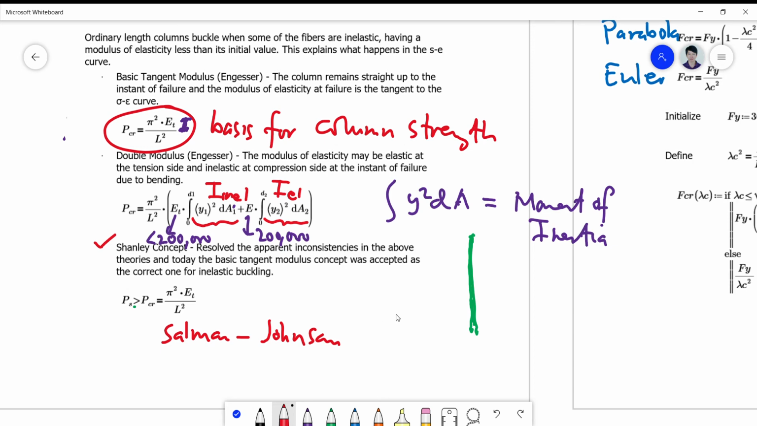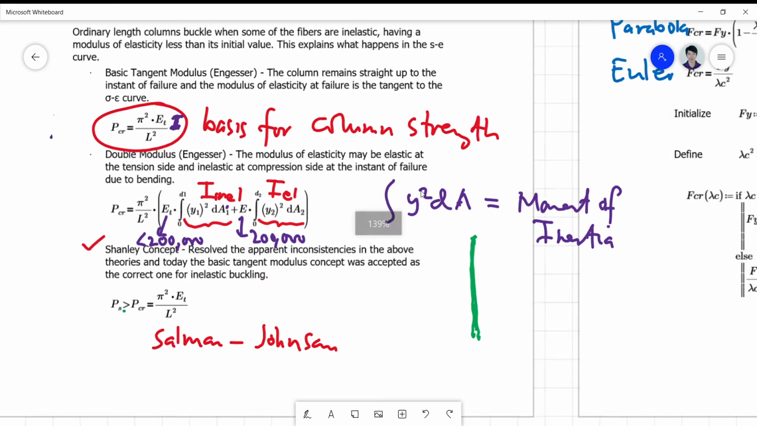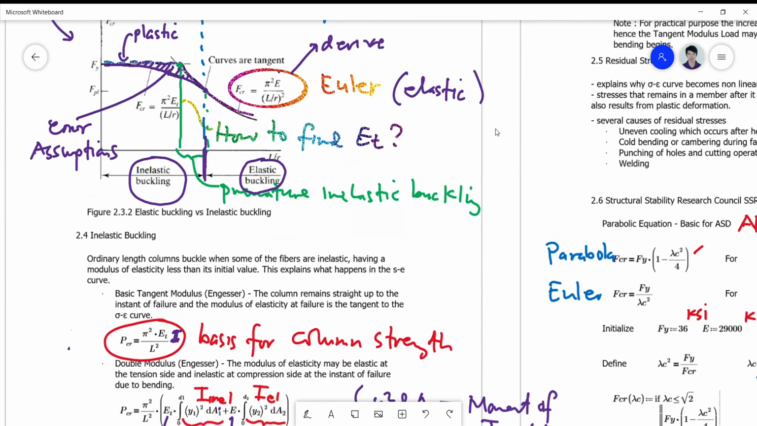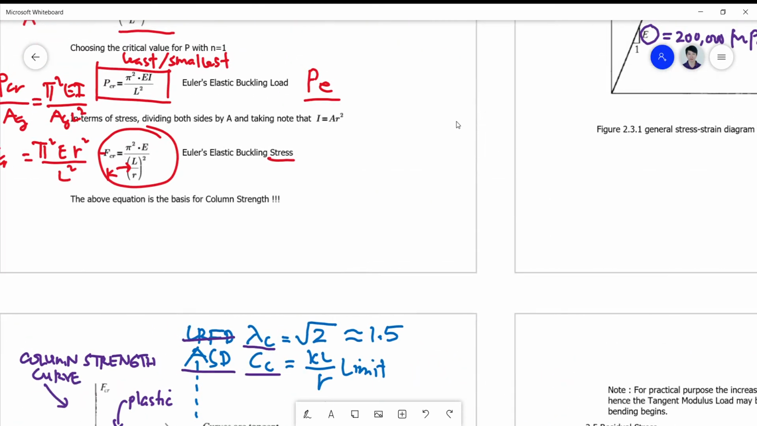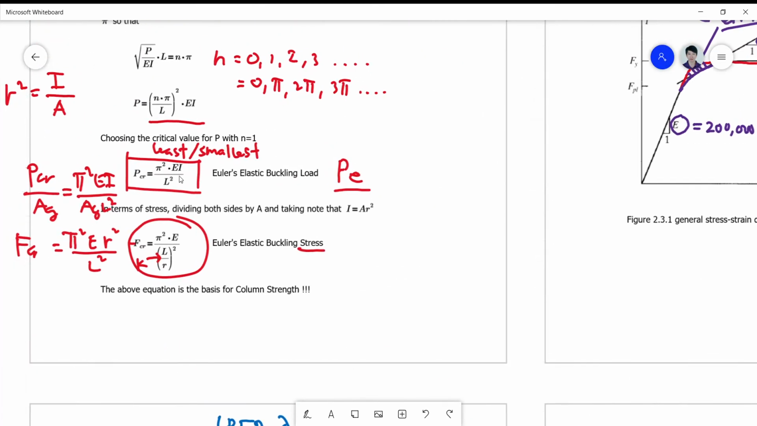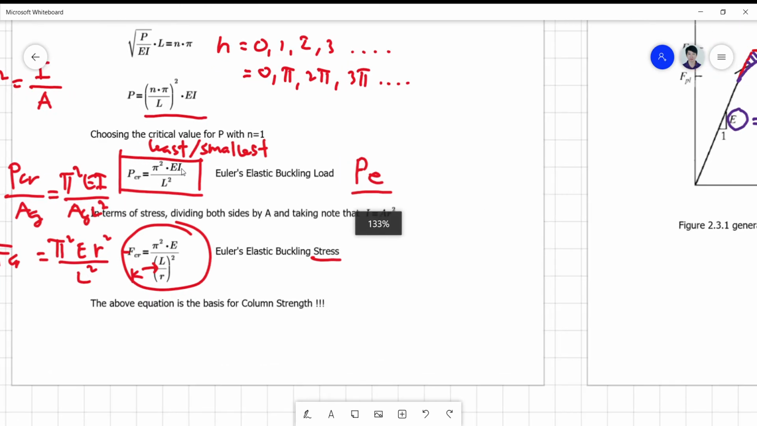So I think there's a problem here on this equation. This has an I here, okay? So this is P_cr = π²EI/L², the basis of which is your Euler equation here. Okay, so this has an I there.